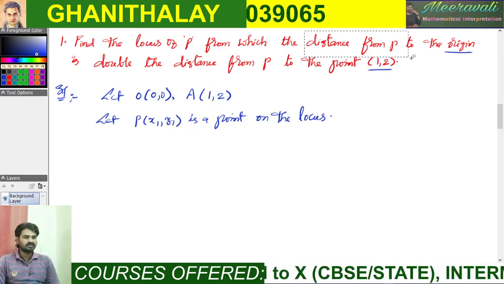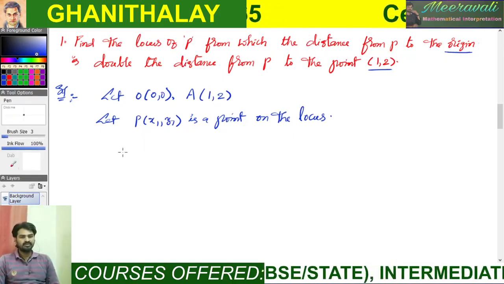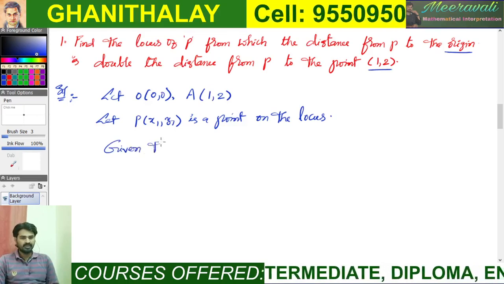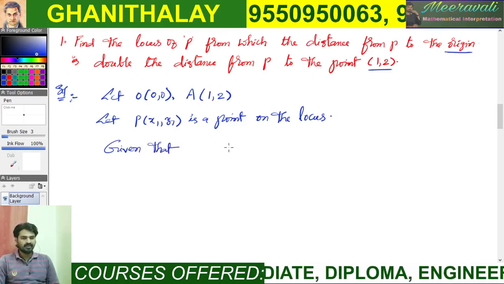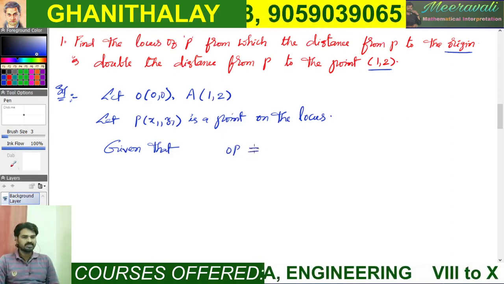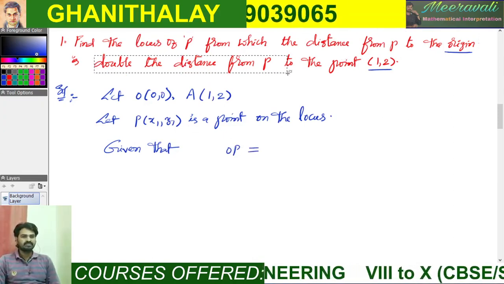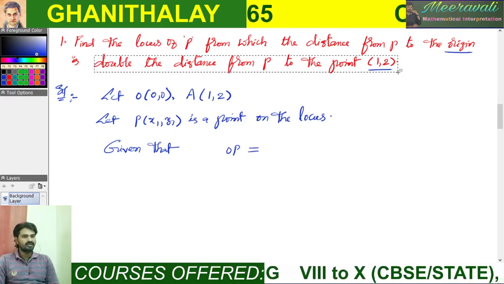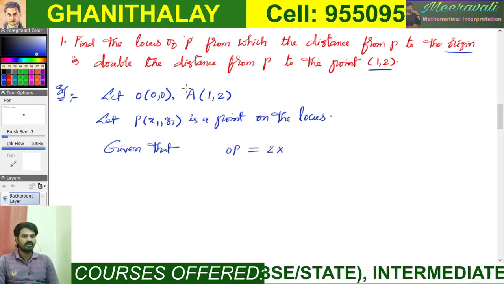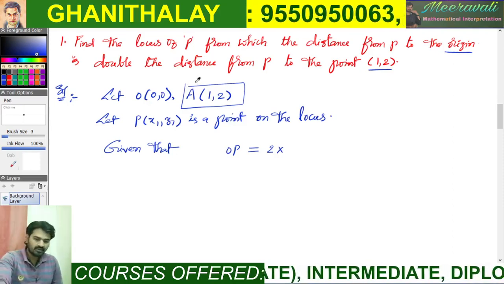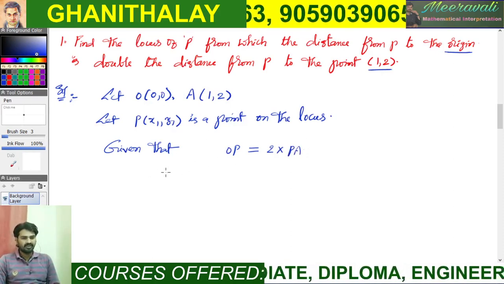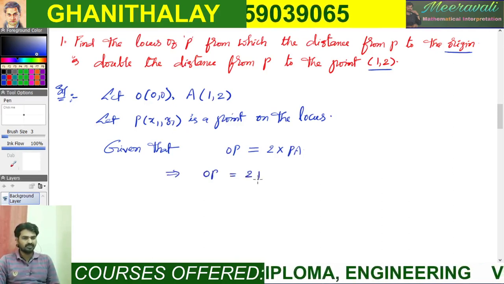The distance from P to the origin, that is OP. Read the given problem carefully: the distance from P to O, that is OP, is equal to double the distance from P to the point 1 comma 2. Double means 2 into the distance from P to the point 1 comma 2. Here 1 comma 2 can be taken as capital A, and P to A is PA. Finally, we can write OP is equal to 2 into PA.